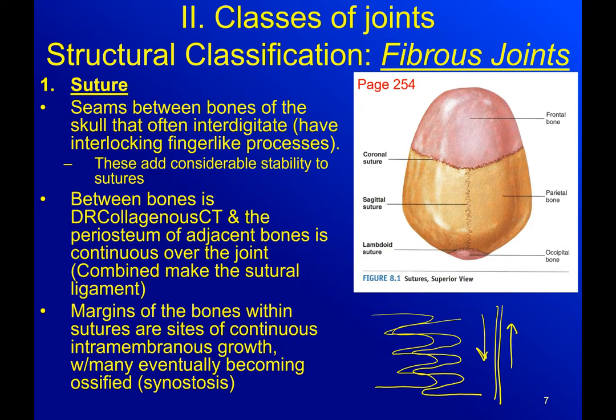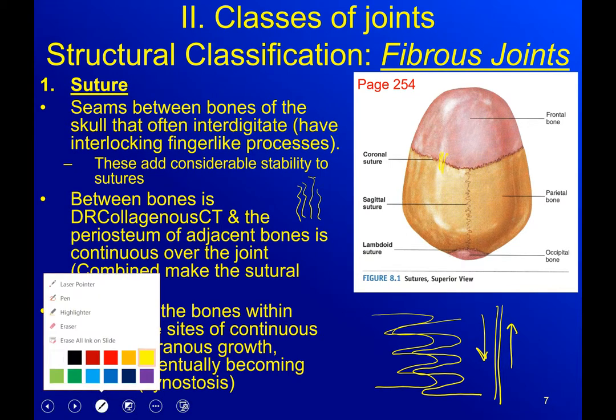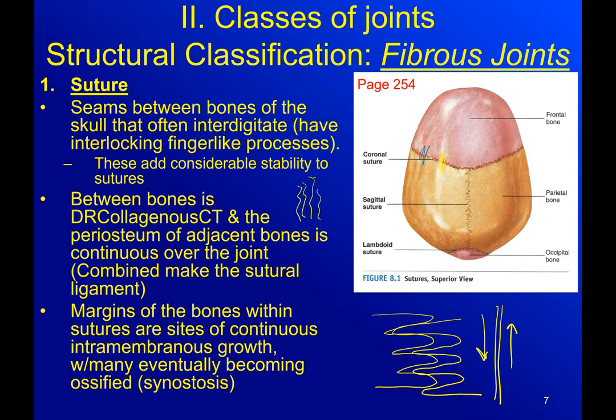Between the bones is dense, regular, collagenous connective tissue. Remember, the dense regular had all of the fibers going in the same direction. So they actually go across these joints. Let me change colors again. So you know the periosteum? The periosteum actually extends all the way across, adding to the stability of these joints. They're combined to make what we call the sutural ligament.